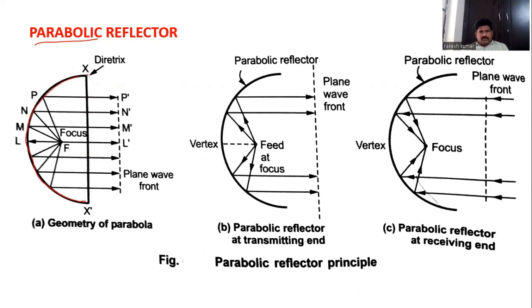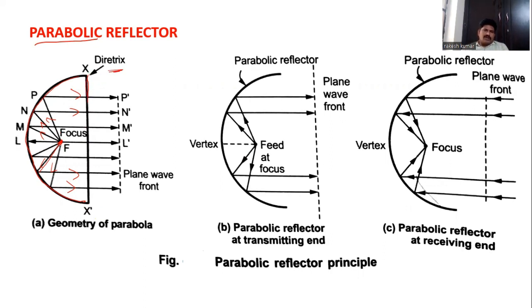This is called the directrix. This is the opening, and this is our primary antenna. From the primary antenna, rays will fall on the reflector, and all the rays will come out of the directrix. This is the opening of the paraboloid, which we call the aperture, or the directrix.